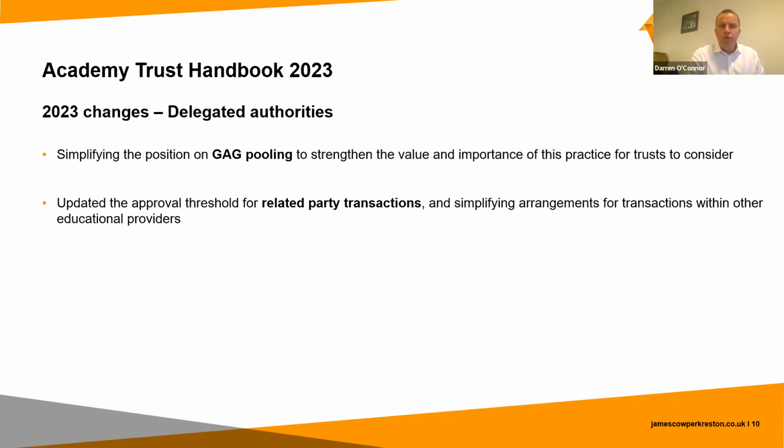There's also been quite a lot written around the approval thresholds for related party transactions. There has been an exemption around other educational providers, i.e. colleges and so on, further education entities and so on. So there is an exemption there now, and the 20k threshold has been increased to 40k, and it's made clear that that is per transaction rather than cumulative. So again, I think some welcome clarification in that area. Next page, please.